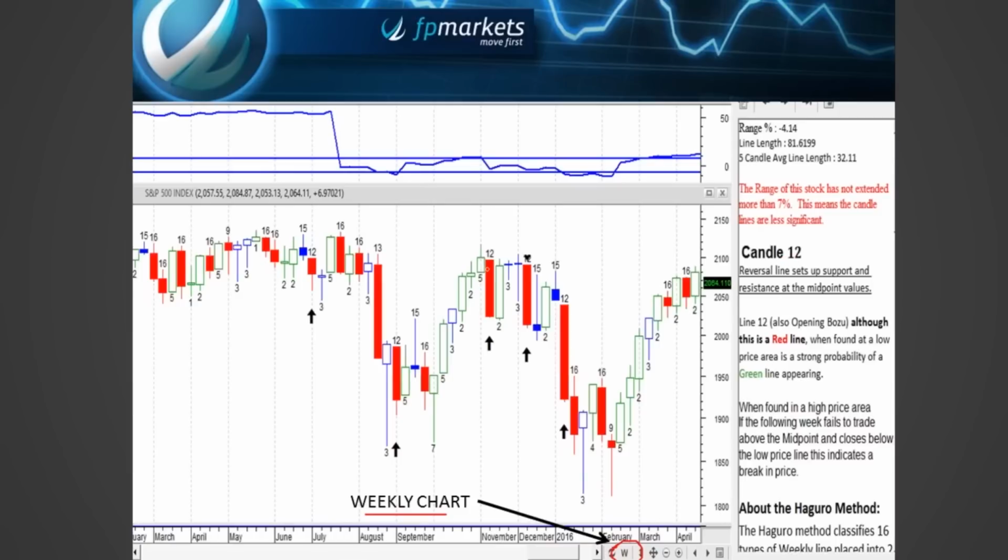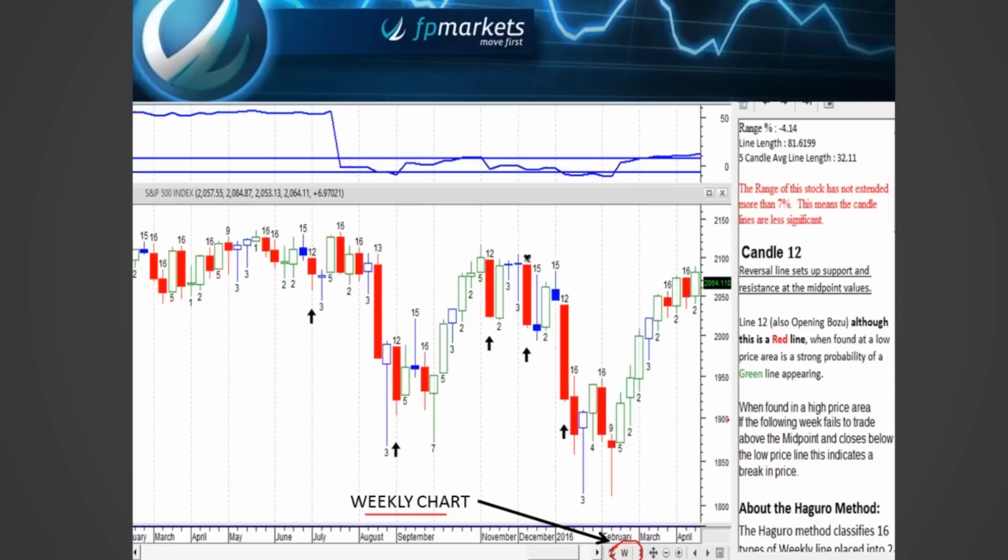Line number 12. Now number 12 has the shaven top and a small shadow at the bottom. So it's opened on the Monday, never traded higher and simply fallen away. Number 12, an opening Bozu. Also, this is a red line. When found in a low price area, there is a strong probability of a green line appearing. When found in a high price area, if the following week fails to trade above the midpoint and closes below the low price line, this indicates a break in the price.